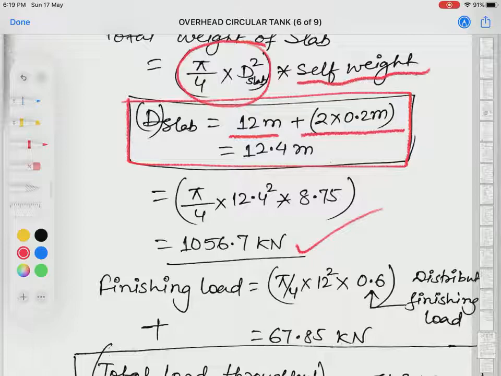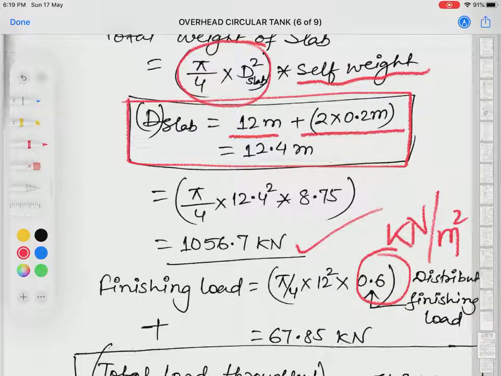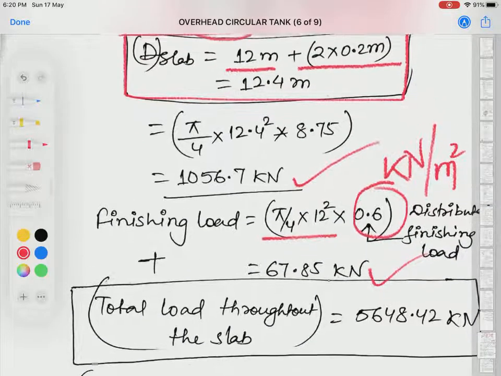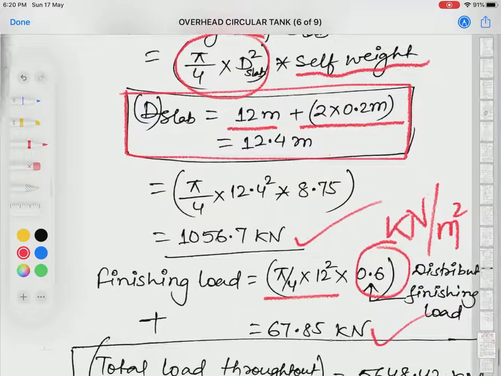Now sometimes finishing load is also calculated. Sometimes we apply some extra finishing on the surface inside the internal diameter. So if we assume that the distributed finishing load is 0.6 kilonewton per meter square, then we just have to multiply it with the area of the internal circle, pi by 4 into d square. So d we take as 12 meter, and then you can easily get the finishing load. You may ignore it or you may consider it. The answer is not going to be wrong, but finishing is important.